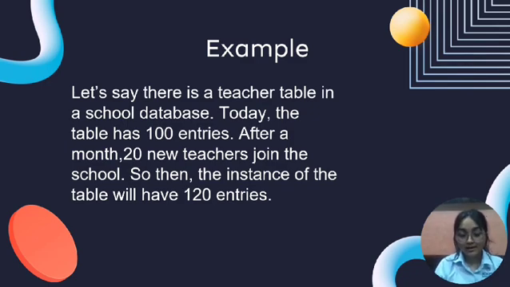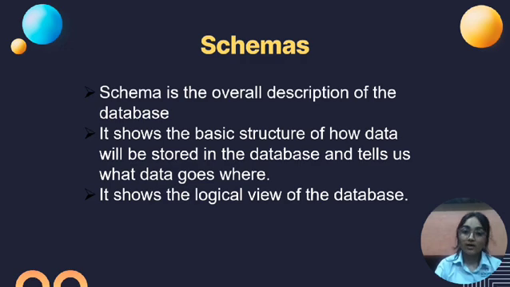Now to understand what instances actually are, let's take this example. Suppose we have a school database with a teacher table in it and it has 100 entries. So now at this particular moment of time, the instance of the database would be 100. But if after a few months 20 new teachers join this school, then the instance of the table will be 120 entries.